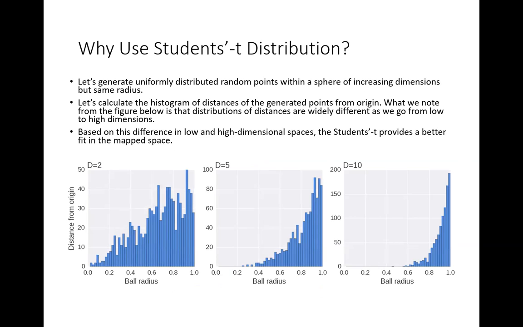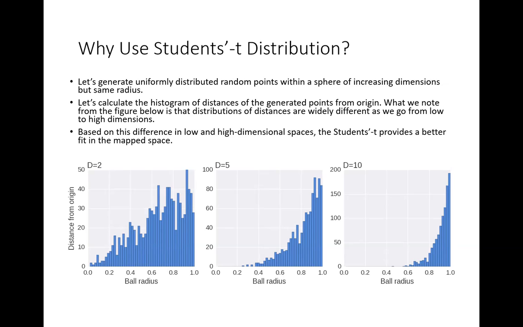Again, let us see why they ended up using this. So let's see what will happen. Let us say that we generate uniformly distributed random points within a sphere of increasing dimensions, but the same radius. That is, suppose you start writing code to generate random points within a sphere of a certain fixed size, a sphere of fixed radius. What you do is you do this for 1 dimension, 2 dimensions, 3 dimensions, and so on and so forth.